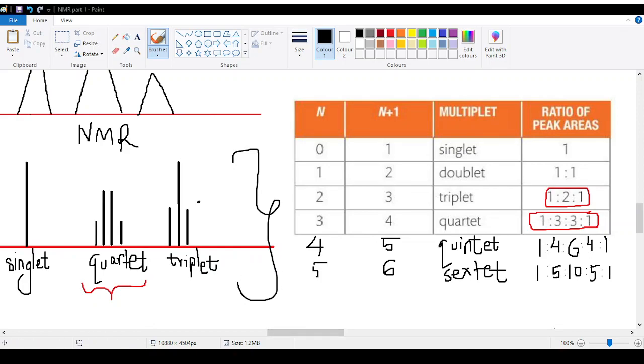So that's the pattern that we usually get. Now let's look at some examples.